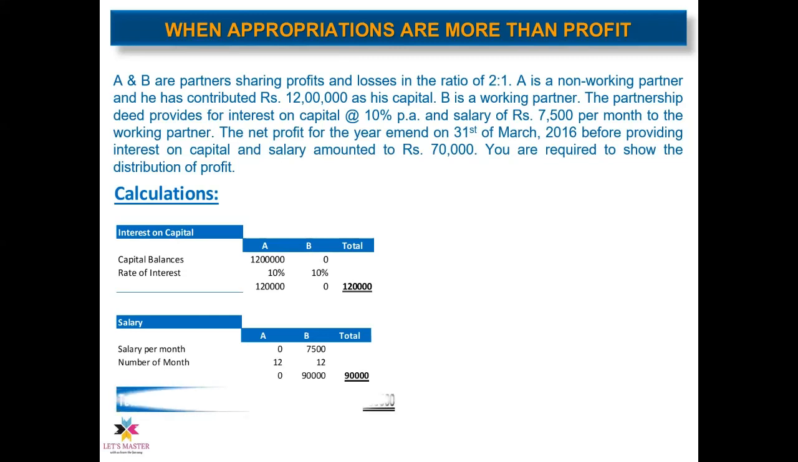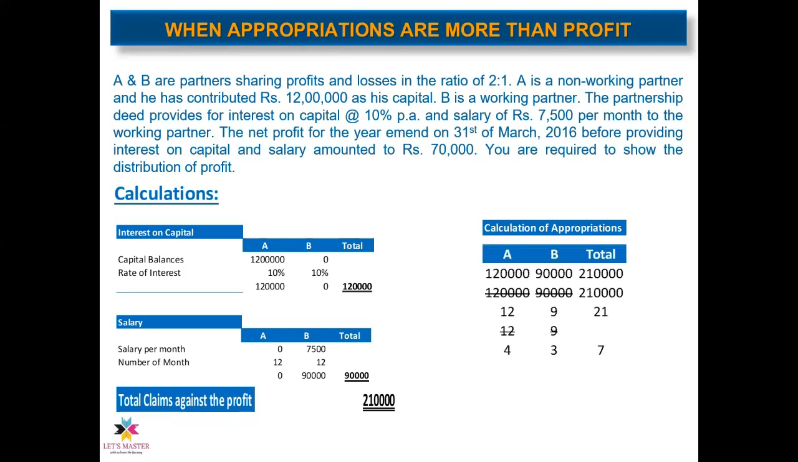So the total claims against profit, or the total amount payable to the partners as per the partnership deed, either in the form of interest on capital or in the form of salary, comes out to 2,10,000. Whereas the profit earned by the firm for the accounting period is only 70,000. Now we need to do the calculation of appropriation.